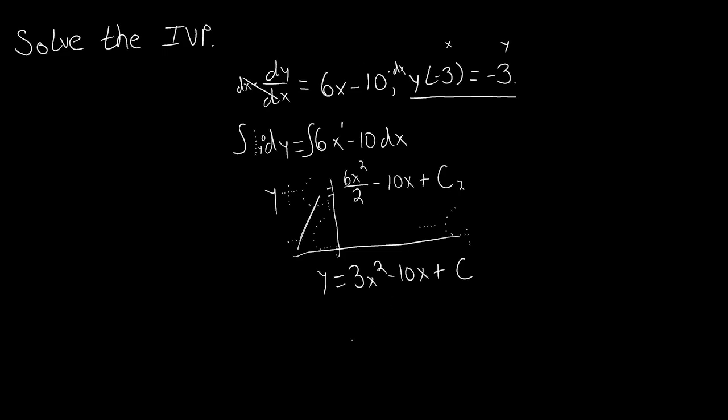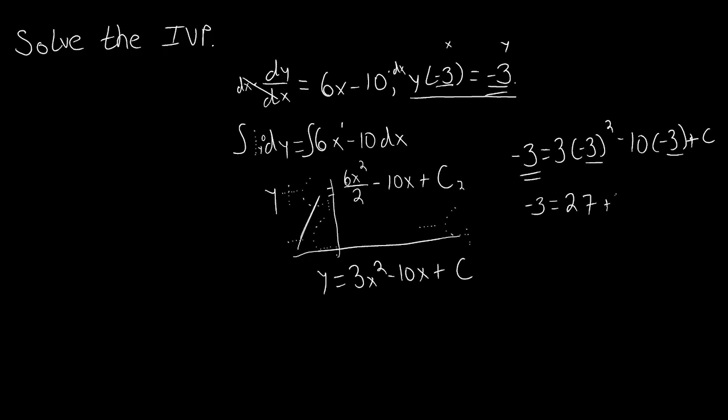So we have negative 3 equals 3 times negative 3 squared minus 10 times negative 3 plus c. The reason why we leave plus c as a plus c is because we're solving for it, right? We have a value for x and we have a value for y, so we plugged those values in where we saw x's and y's, and now we're going to solve for c. So here we get negative 3 equals 3 times 9, it's 27, and then we get plus 30 plus c, so we get negative 3 equals 57 plus c, or c equals negative 60.